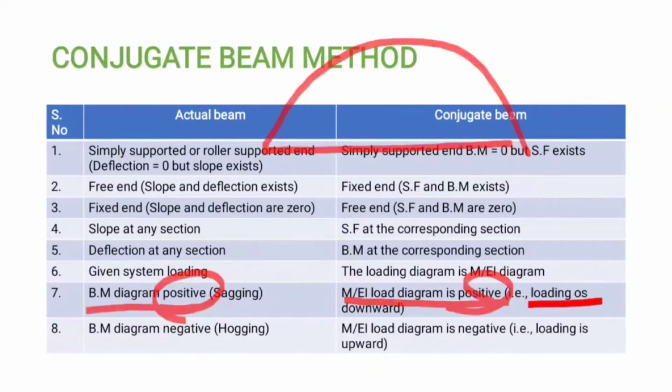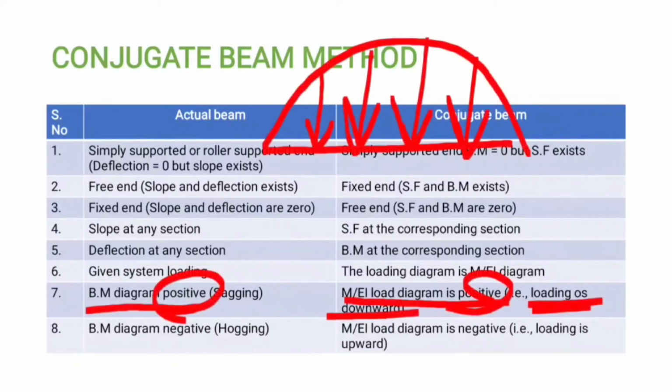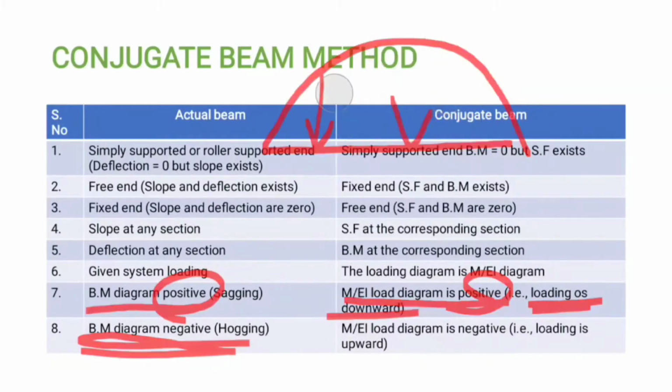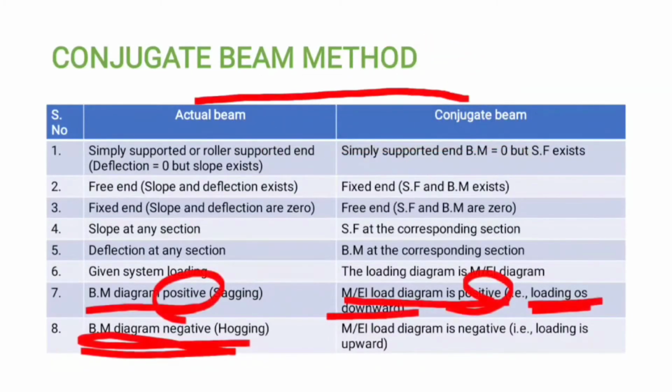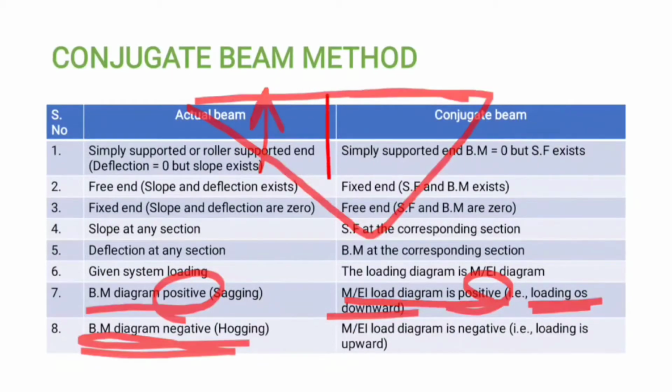ఓకే, ఆ లోడింగ్ అనేది ఎలా ఉంటుంది, ఈ విధంగా డౌన్‌వర్డ్ ఉంటుంది లోడింగ్. ఇది పాజిటివ్ అనుకుంటే ఇప్పుడు నెగిటివ్ కేసు తీసుకుంటున్నాను. బెండింగ్ మూమెంట్ డయాగ్రామ్ డౌన్‌వర్డ్‌లో ఉంది, ఇది నెగిటివ్ బెండింగ్ మూమెంట్. M/EI డయాగ్రామ్ ఆల్సో నెగిటివ్‌లో ఉంటుంది. అప్పుడు లోడింగ్ డయాగ్రామ్ ఎలా ఉంటుందంటే అప్‌వర్డ్ ఇలా ఉంటుంది లోడింగ్ డయాగ్రామ్ అనేది.